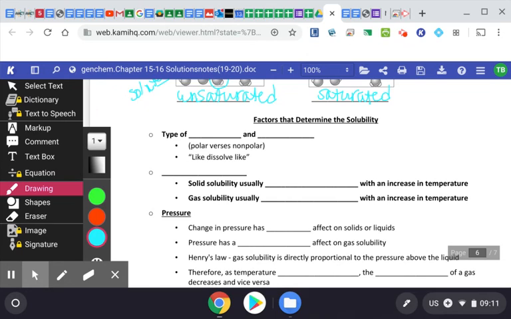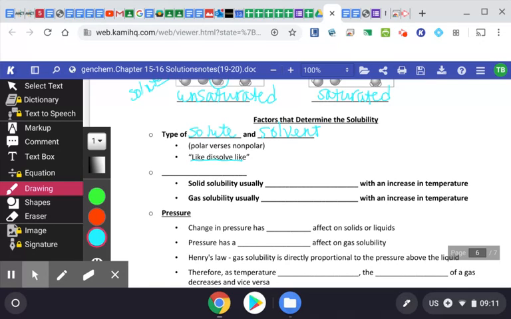Some factors that determine whether or not a substance is soluble. It's going to be the type of solute and solvent. So if it is polar versus non-polar, remember we looked at those ideas before. If it's polar, it will dissolve other polar solutes. If it's non-polar, it will dissolve other non-polar solutes. But polar and non-polar will not dissolve each other. So that's like dissolves like. Polar dissolves polar, non-polar dissolves non-polar, but polar and non-polar solutes will not dissolve each other.